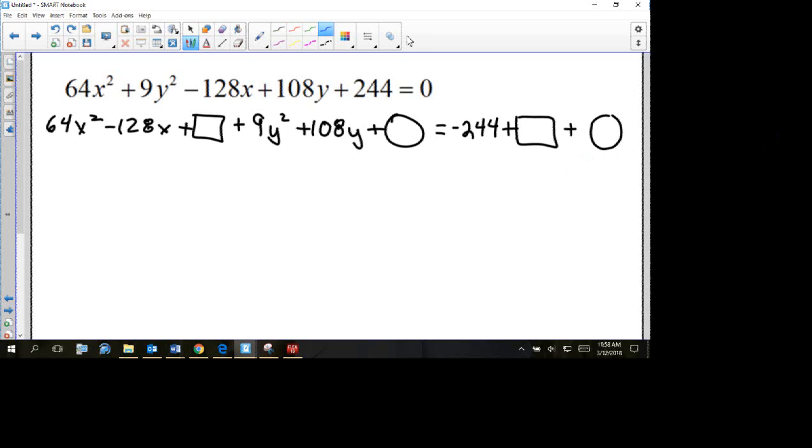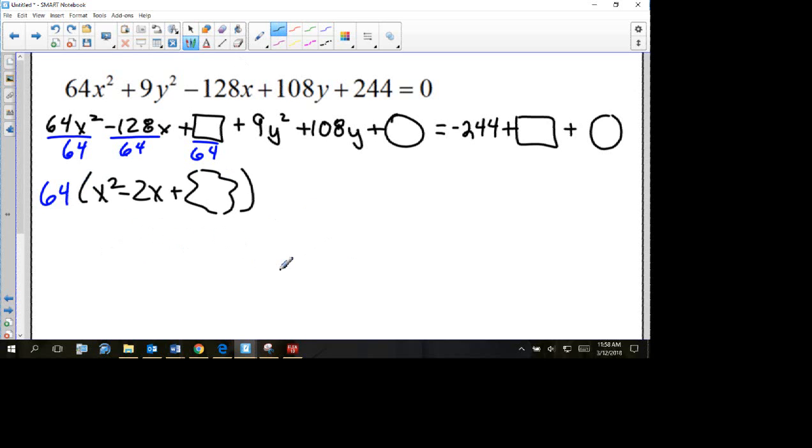And then when you complete the square, you cannot complete the square if there is a number in front of that x squared other than 1. So you have to factor out that 64 before you complete the square. If you do it in the other order, you will have it wrong. And then with the y's, I'm going to factor out that 9 first.